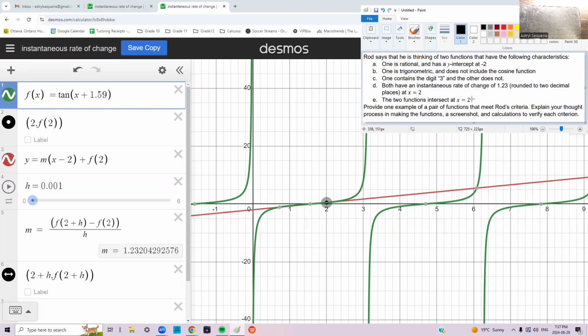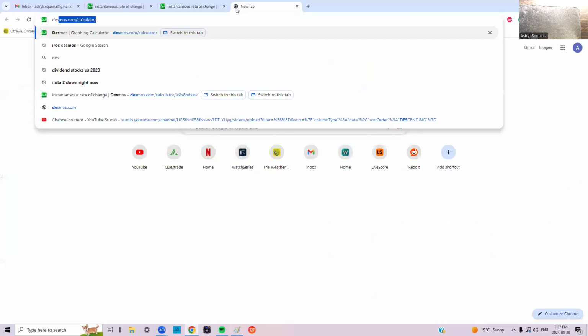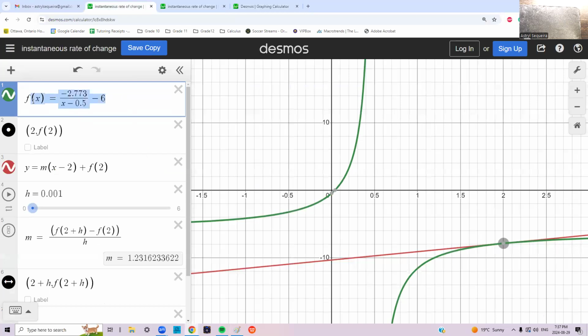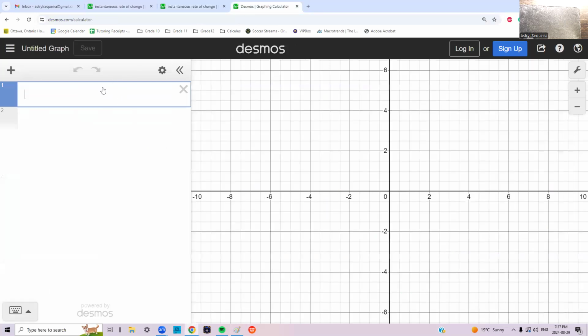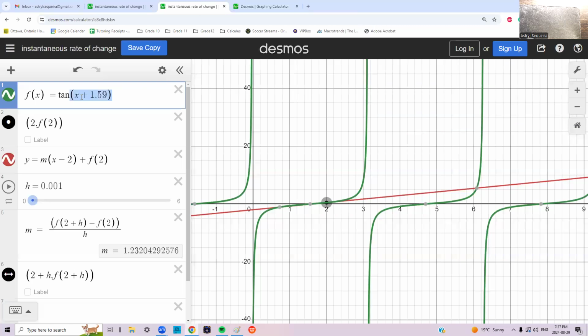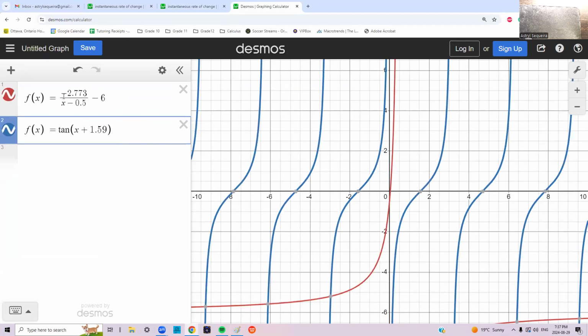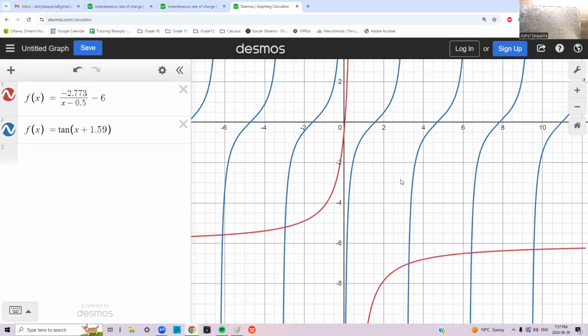And now we just have to satisfy this last condition over here. To satisfy this last condition, I'm just going to open Desmos. I'm going to copy the first function, and the second function. Now remember, I can't move this first function up or down because that will change the y-intercept. But I can move this second function up or down.